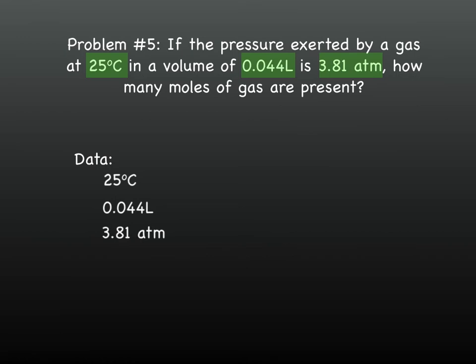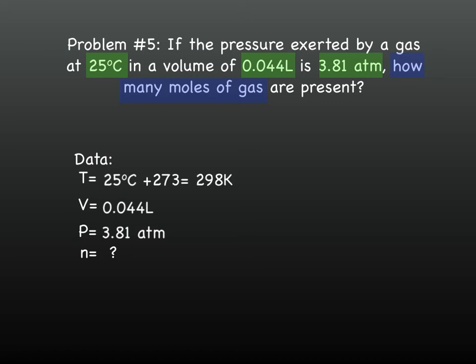Let's give each one of those a variable. So 25 degrees Celsius, same thing as temperature. So there's my T. 0.044 liters is the same thing as volume. So there's a V. 3.81 atmospheres. Atmospheres is a measure of pressure, so it's P. And going back, what are we looking for? How many moles of a gas? So there's N. N is what we're looking for.